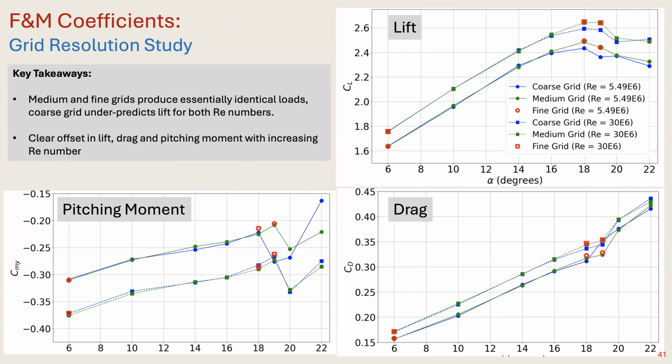I am showing here coarse, medium, fine. Solid lines is 5.5 million, and dashed lines is 30 million Reynolds number. And I'm not showing experiment. It's showing the grid convergence study for two different Reynolds numbers. And medium and fine grid, as you see, produce essentially identical loads. Coarse grid definitely missed the CL max, and there is a clear offset in the lift, drag, and pitching moment with increasing Reynolds number. So Reynolds number 5.5 is different than 30 million.